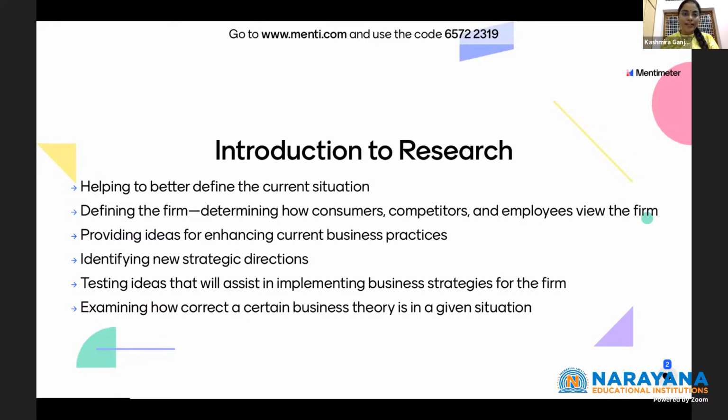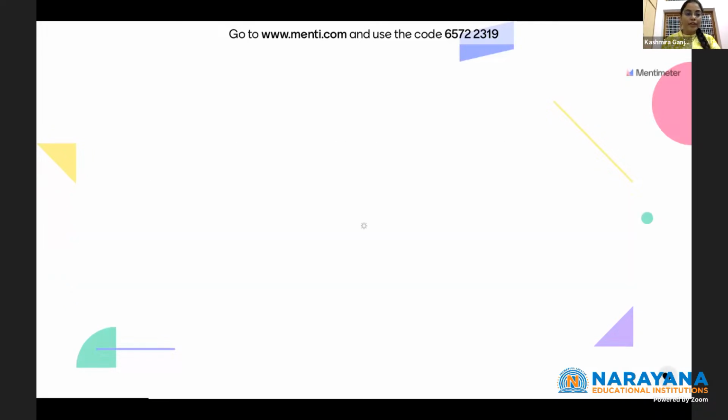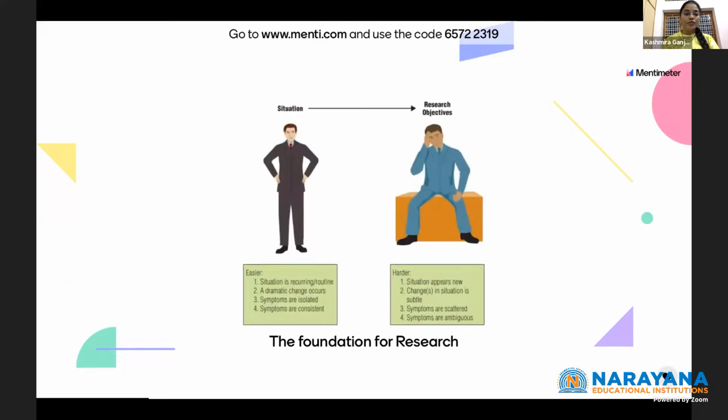To examine such scenarios, you have to conduct a research. Now that you are clear about why you have to conduct a research, how do you conduct one? The main foundation for conducting a research is that you should have a specific, broader research objective. A research objective is something where, suppose you have a situation that occurs on a routine basis.